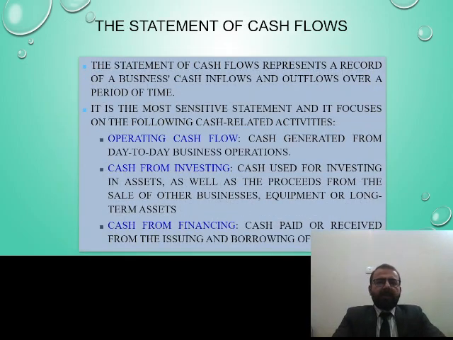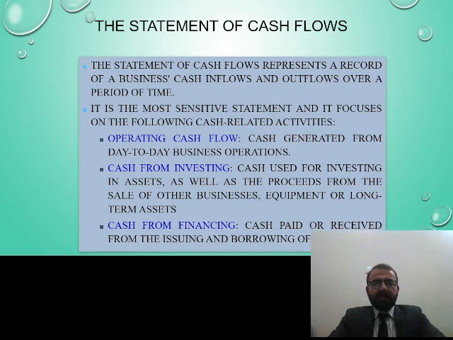The statement of cash flows. A statement of cash flows represents a record of a business's cash inflows and outflows over a period of time. It is the most sensitive statement and it focuses on the following cash related activities. Number 1, operating activities; 2, cash from investing; 3, cash from financing. Operating cash flow is cash generated from day-to-day business operations.